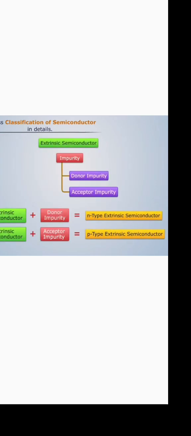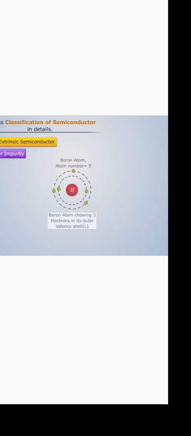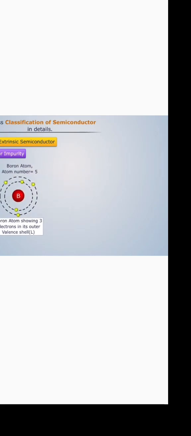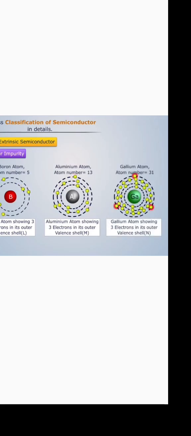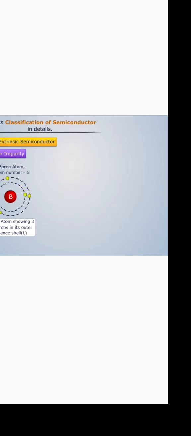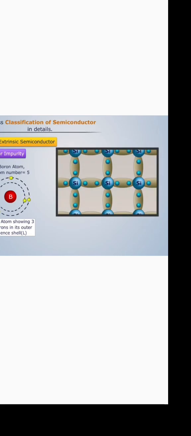Now we will discuss about P-type semiconductor. But first, let us understand what acceptor impurity is. If the impurity atoms consist of 3 valence electrons, then it is known as the trivalent impurity or acceptor impurity. Some examples of acceptor impurity are boron, aluminium, gallium, etc.